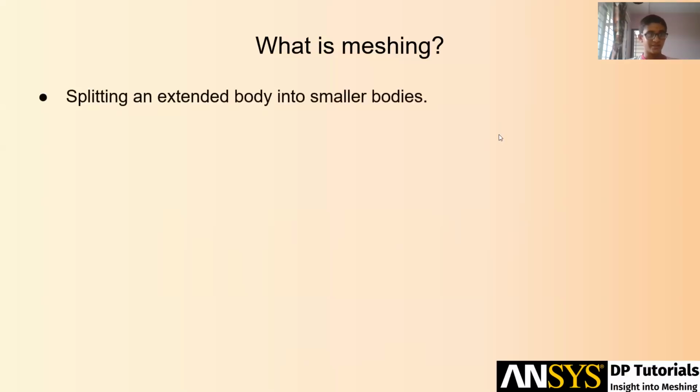So what is meshing? It is a splitting of an extended body into smaller bodies. If you have not looked at why meshing is required and what the purpose of splitting an extended body into smaller bodies is, it is recommended you look at the video of why meshing is required from the physics and mathematics point of view. So now we have the purpose that we need to split an extended body into smaller bodies. Now how will we go about meshing?